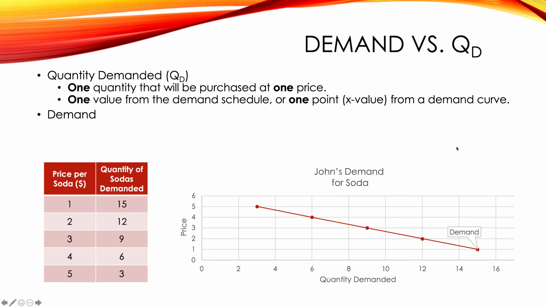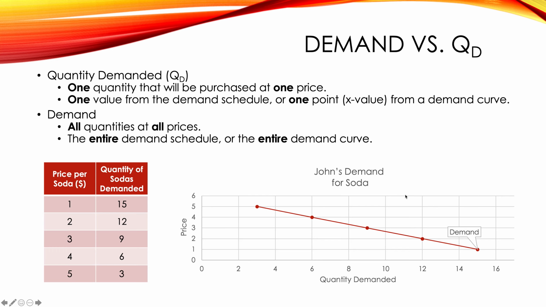On the other hand, demand is not one quantity at one price, it's all quantities at all prices. So this is the part that kind of confuses students sometimes. Demand isn't just one value from the table or one point on the line. Demand is everything. So the entire demand schedule is the demand, or the entire line, curve, whatever you want to call it, that's demand. So don't get confused between a quantity demanded, which is just one X value, one point, and demand, which is the entire thing.